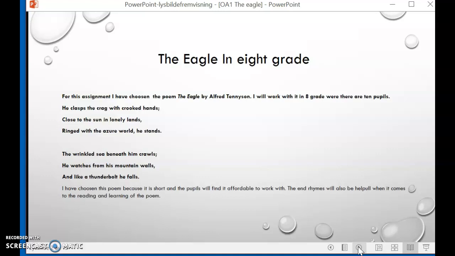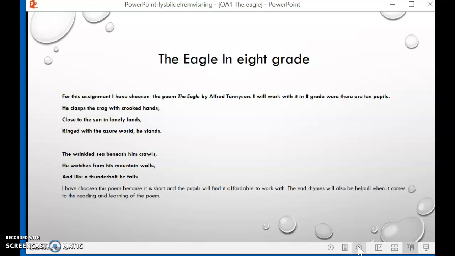The poem goes like this. He claps the crag with crooked hands, close to the sun in lonely lands, ringed with the azure world he stands. The wrinkled sea beneath him crawls, he watches from his mountain walls, and like a thunderbolt he falls.